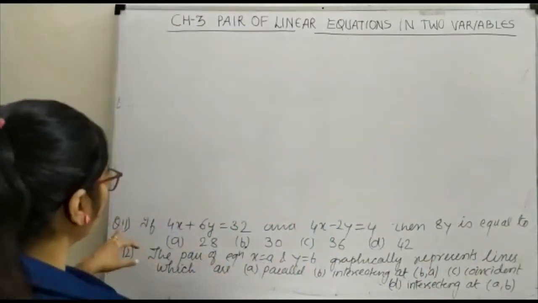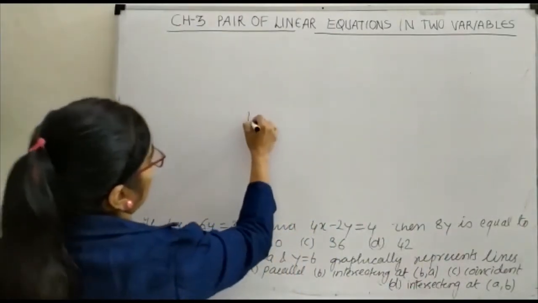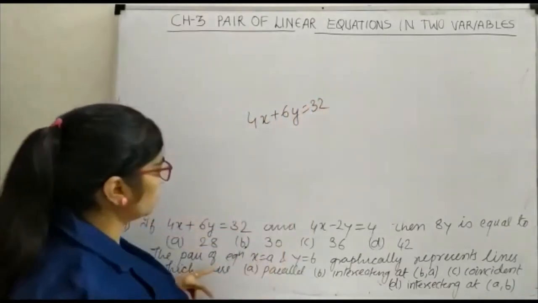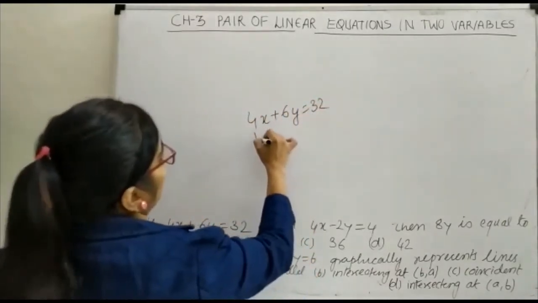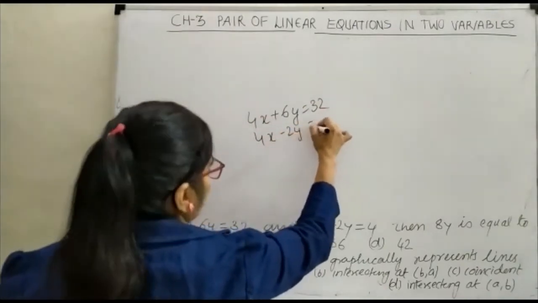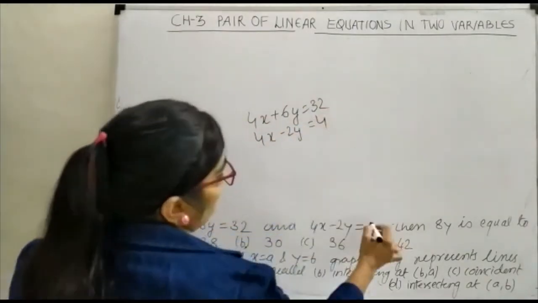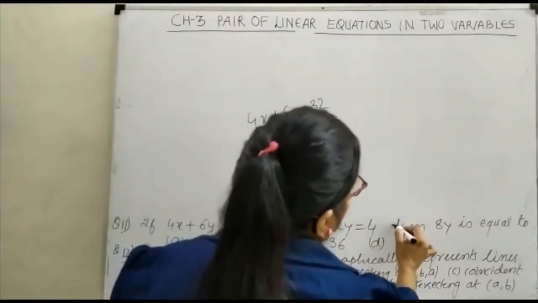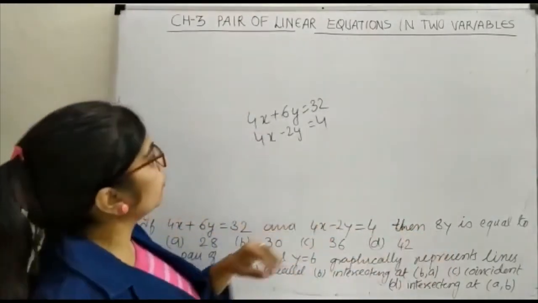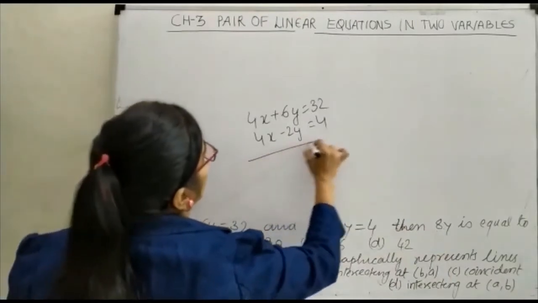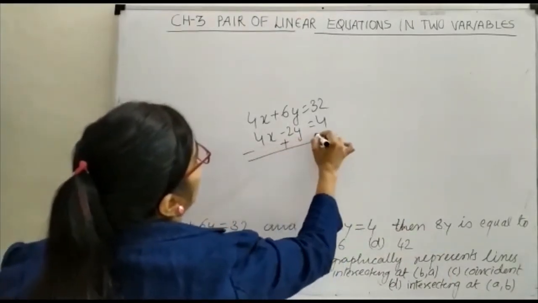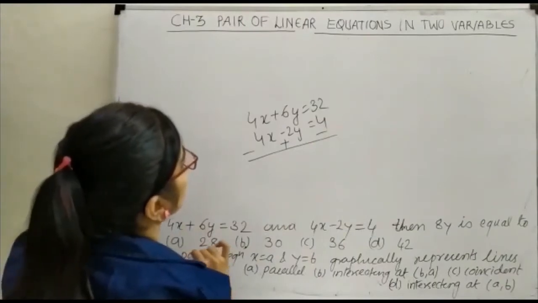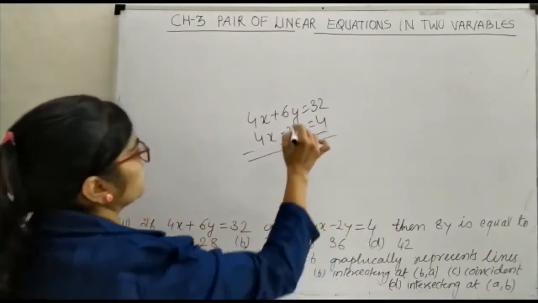You can see here question number 11. It's given 4x plus 6y is equal to 32 and 4x minus 2y is equal to 4. Then we are supposed to find out the value of 8y. 8y के लिए देखिए आप क्या करेंगे, इसको साइन चेंज कर दीजिए. ठीक है, जब आप इसकी साइन चेंज कर देंगे तो ये आपका कितना हो जाएगा?